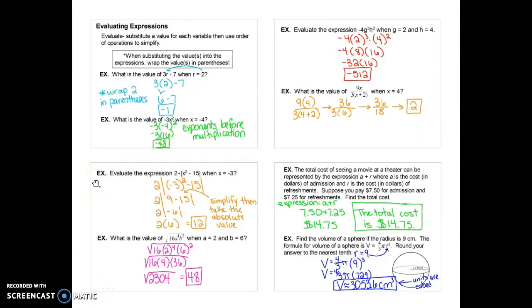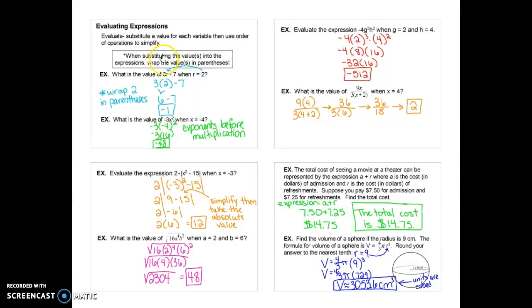Okay, these notes are evaluating expressions. When it says evaluating, that simply means that you're going to substitute a value for each variable, and then you're going to use order of operations, just like the previous concept, to simplify completely.